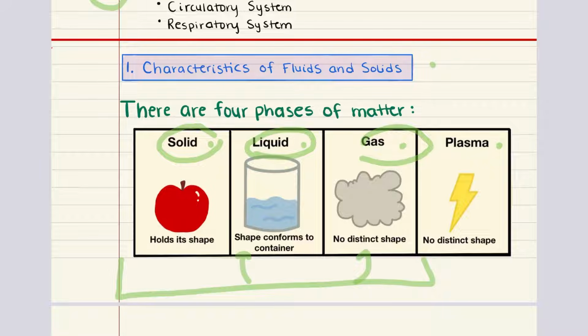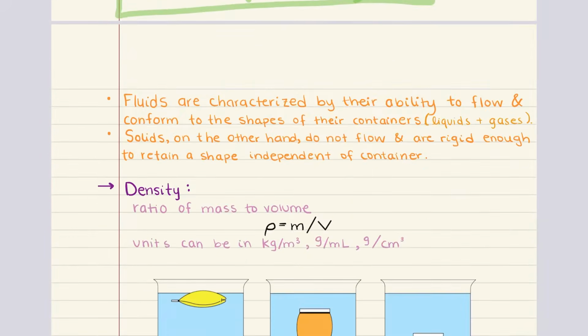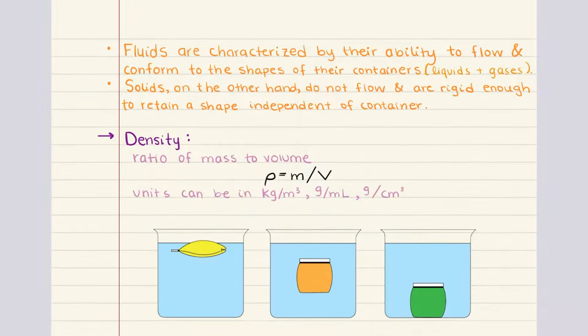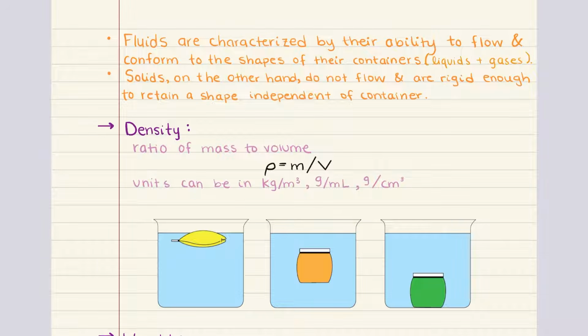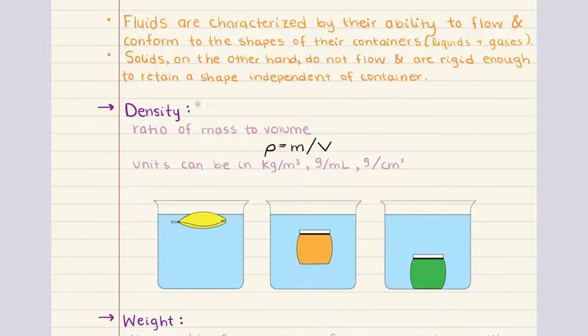Now, as we move forward, keep in mind that the ability of fluids to flow and take the shape of their containers is fundamental to many of the principles that we're going to discuss in this chapter. Now, to understand the behavior of fluids, one of the most fundamental properties that we need to discuss is density. Density is a measure of how much mass is contained in a given volume of a substance. Mathematically, it's defined by the equation that you see here.